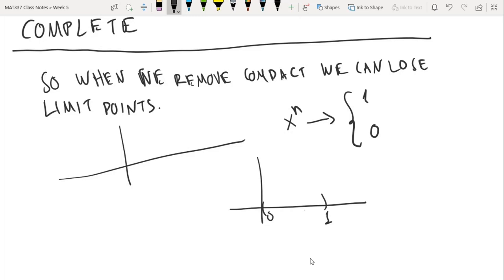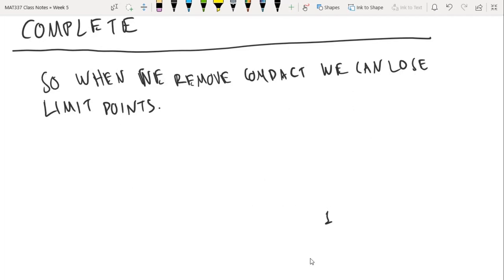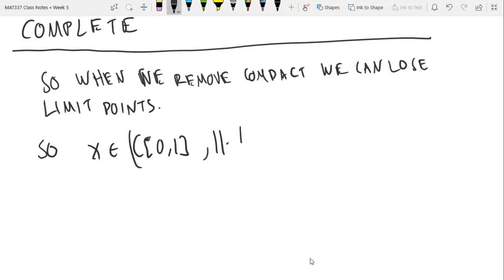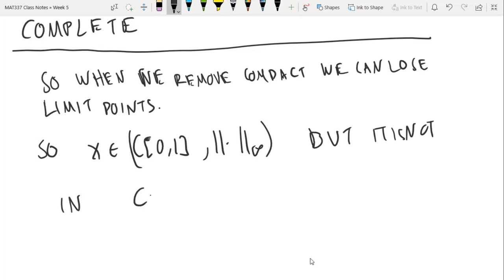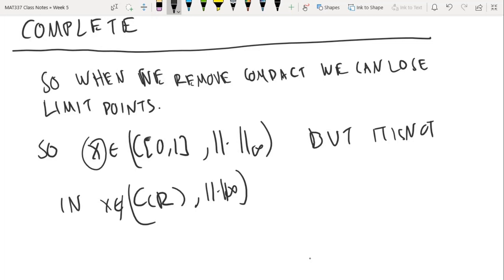Yeah, we can lose boundedness, exactly. Exactly, yes, absolutely. Of course, that's even, thank you. That's actually more important. So for example, x is in C[0,1] with a sup norm, but it's not in C(R) with the sup norm. So we lost the identity function. Thank you, Ahmad. That was very nice.